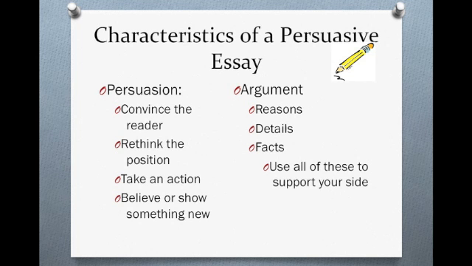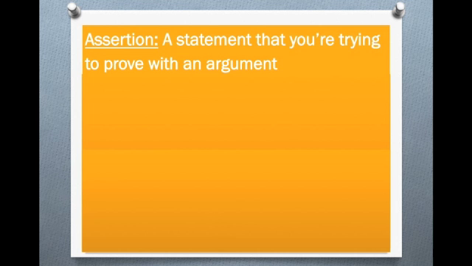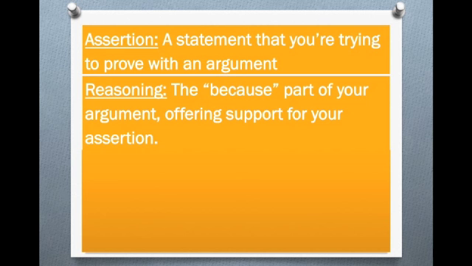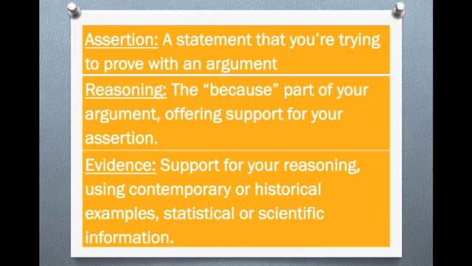Now, when you are giving an argument, there are three pieces in the argument. There's what's called the assertion. This is the statement you're trying to prove with your argument. There's the reasoning. This is the "because" part of your argument, where you're offering support for your assertion. And then there's the evidence. This is where you're going to use all of that research and facts that we found. You're going to support your reasoning with actual examples or facts or data. So the assertion is simply where you state what the argument is. The reasoning is your thoughts and explanation on that topic, and the evidence is the facts that you have to support that topic.